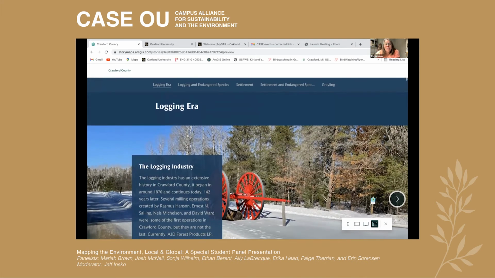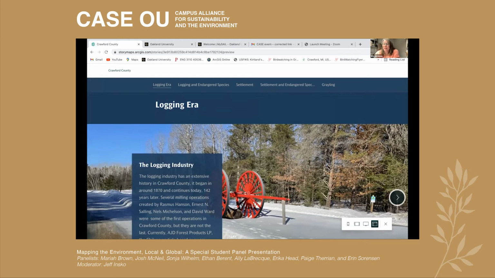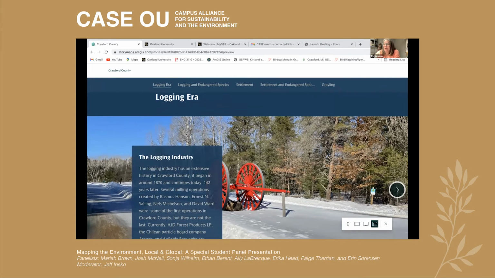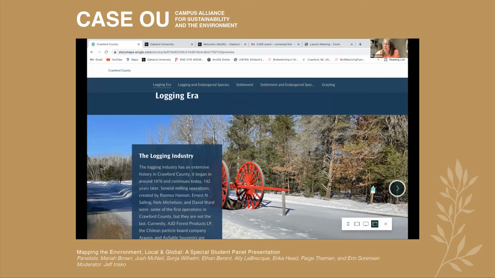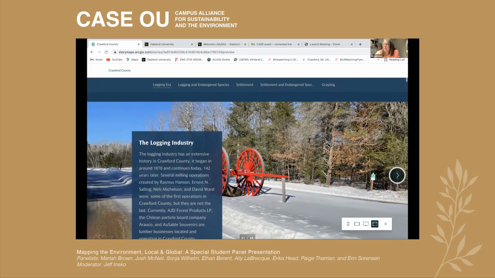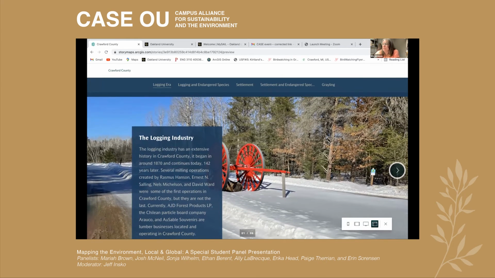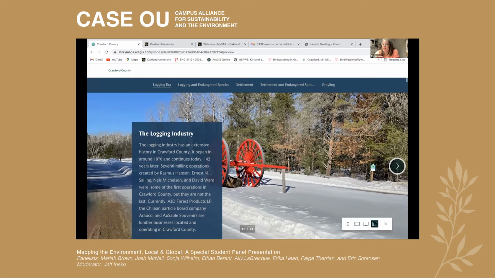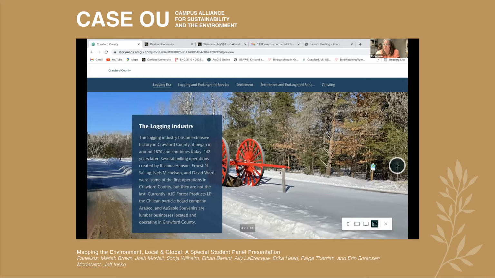So I started off with the logging era, and the logging industry has an extensive history in Crawford County. It began around 1870, and it continues today, 142 years later. The logging operations of the past were different from the logging operations of today. They were not environmentally conscious. And currently, AJD Forest Products, the Chilean particle board company Arauco, and Asabo Souvenirs are lumber businesses located and operating in Crawford County today. Arauco is the company that supplies particle board to IKEA.